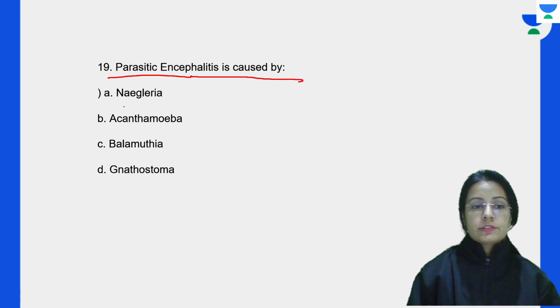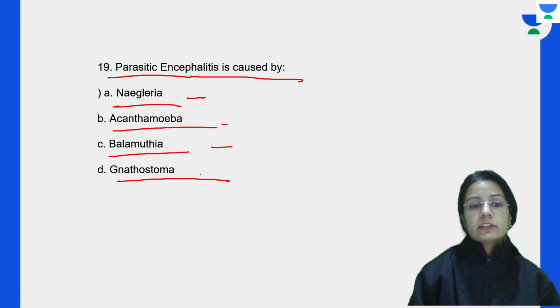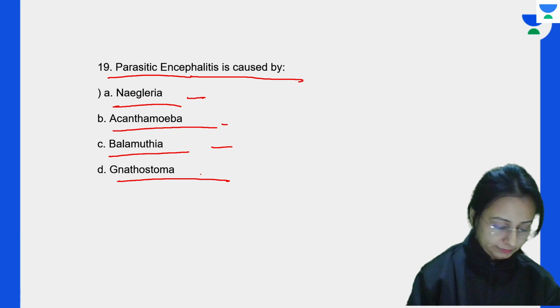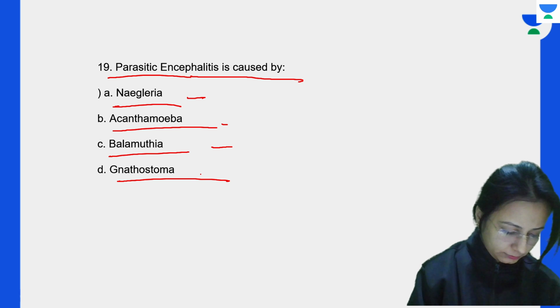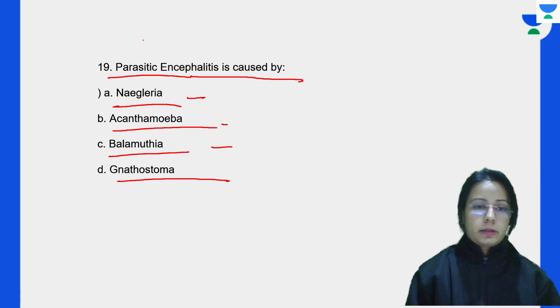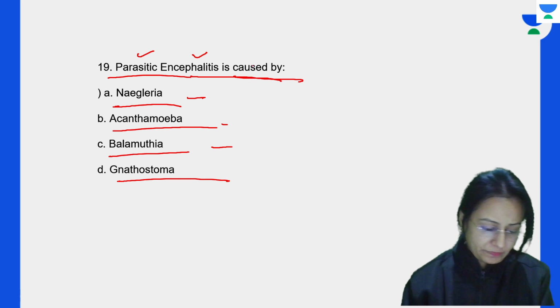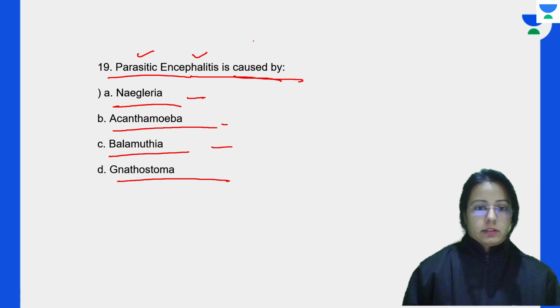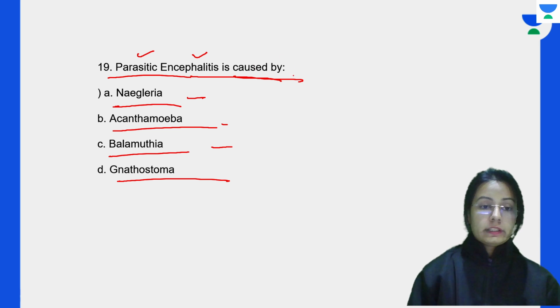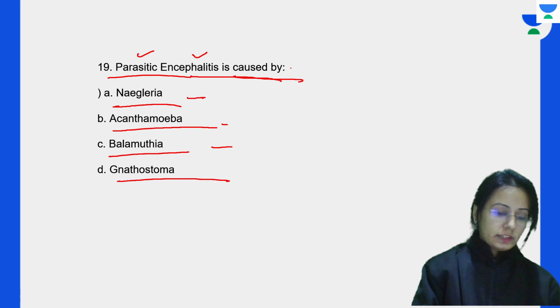Parasitic encephalitis is caused by Naegleria, Acanthamoeba, Balamuthia, or Gnathostoma. Parasitic encephalitis is caused by. Now we have the list of the parasitic encephalitis. More than one option is true in this one.